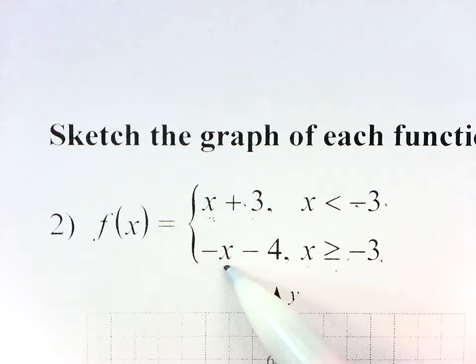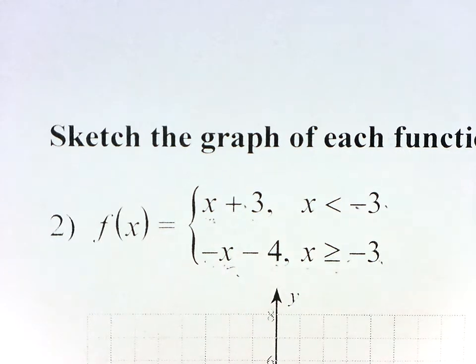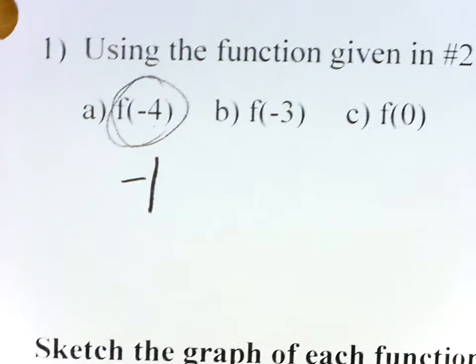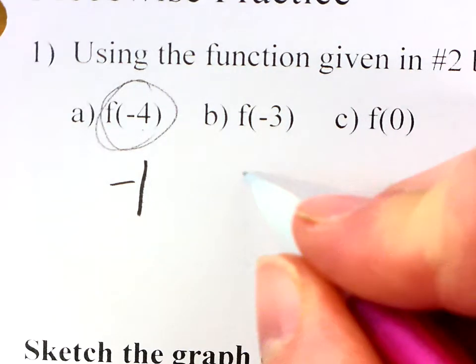Be careful when you plug it in, right? Because now it's going to be -3 minus 4. Be careful. Minus -3 is +3, right? And then +3 minus 4 is -1. Did you guys get that? So the answer to B is -1.